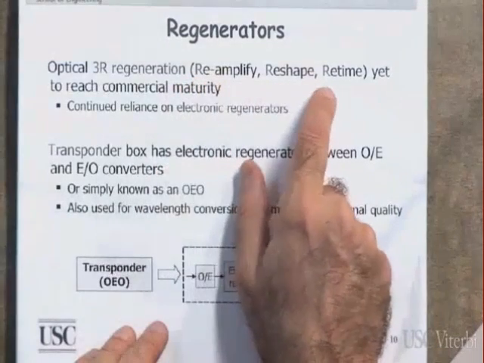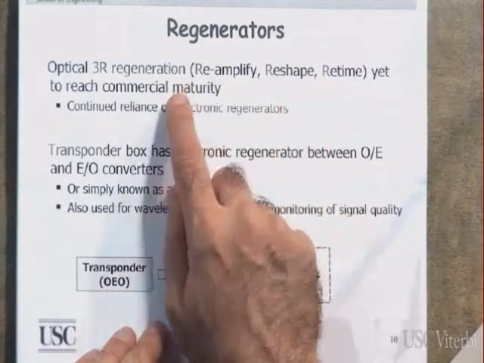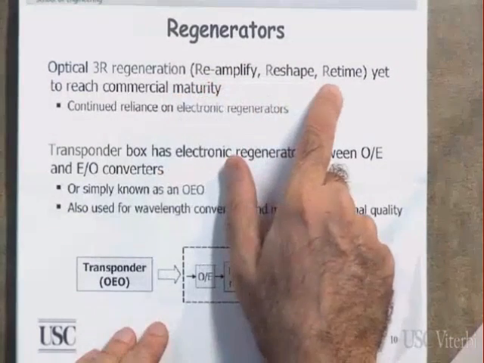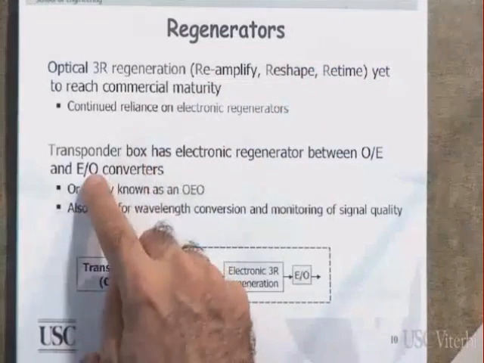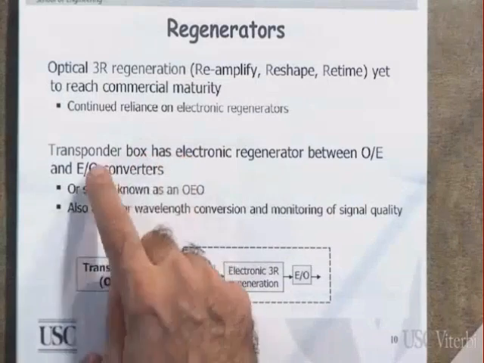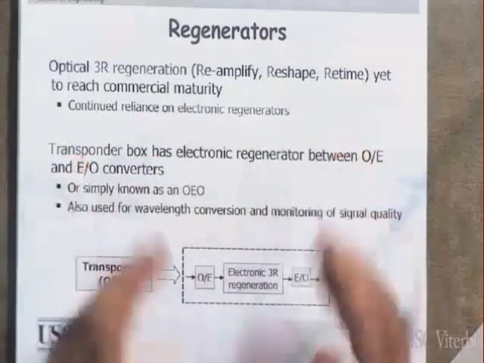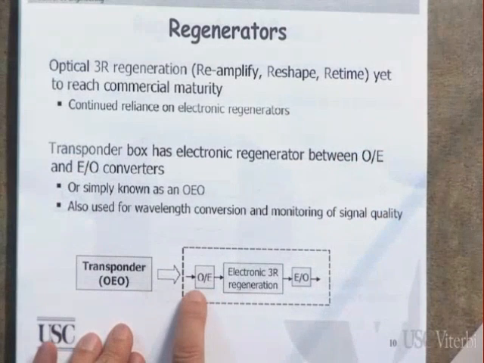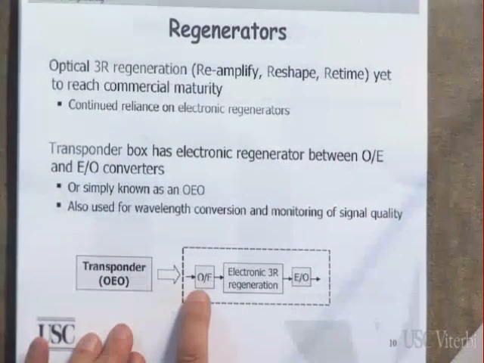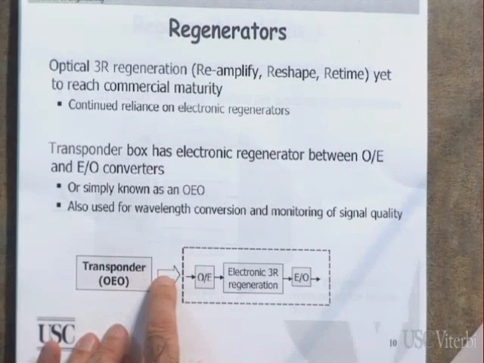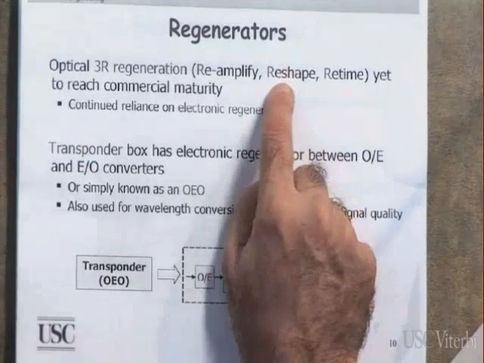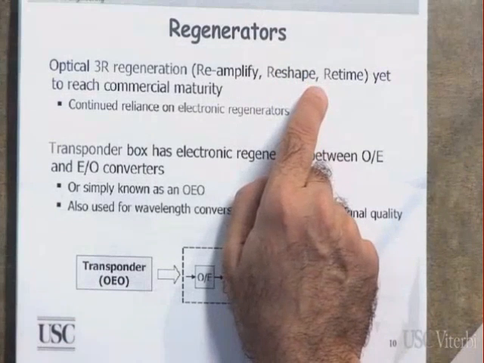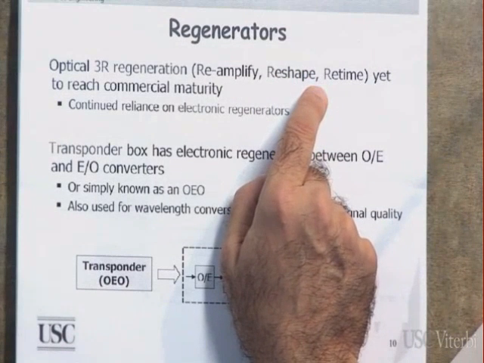So they call it re-amplify, reshape, and retiming. The issue is to try to do all of this in the optical domain. Currently, as I told you, they use a transponder box. In the transponder box, they have O/E. An optical signal coming in will be converted to an electrical signal. It will be regenerated, reshaped, and retimed in the digital, electrical domain.